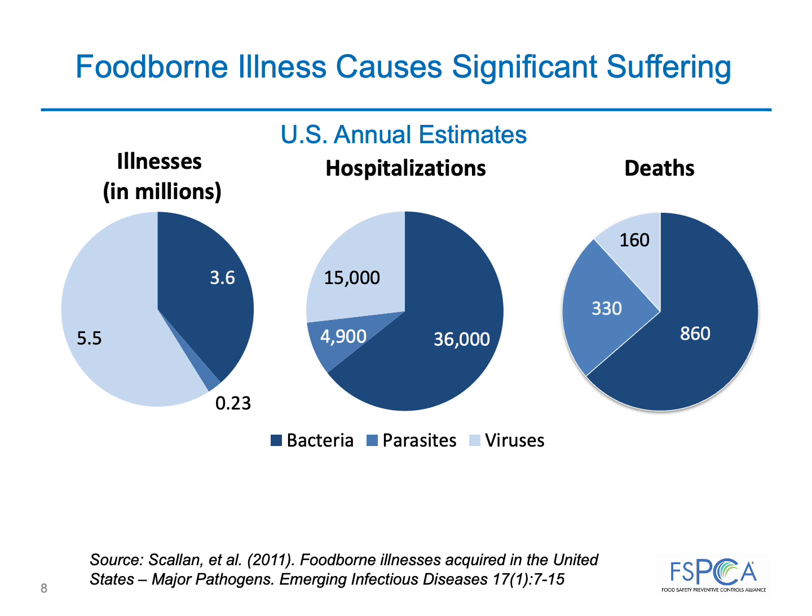Estimates of foodborne illness can be used to prioritize food safety policy and interventions. Scallan et al. used data from active and passive surveillance and other sources to estimate that each year, 31 major pathogens acquired in the United States cause 9.4 million episodes of foodborne illness, 55,961 hospitalizations, and 1,351 deaths.